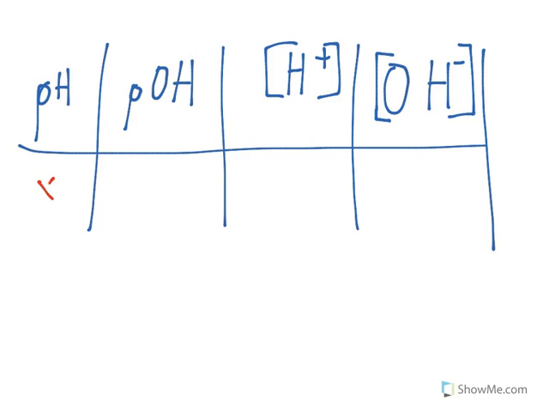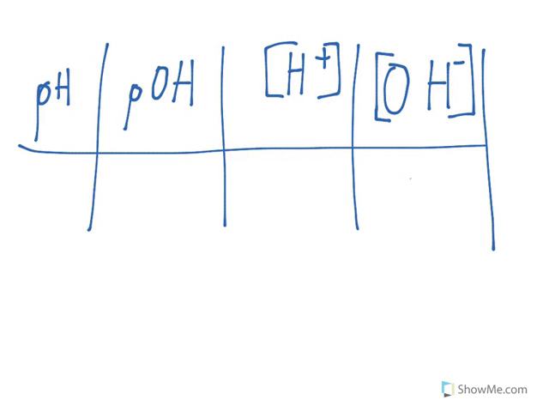Sometimes they will give you the pH and ask you for the pOH. Other times they may give you the H plus ion concentration and ask you for the OH minus concentration. Other times, they may give you the OH minus concentration and ask you for the pH. But the basic skill you need is that anytime you have one of these 4 values, you can use basic math to come up with the other 3.